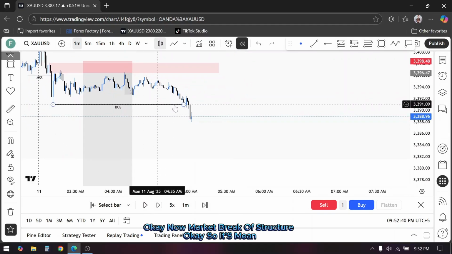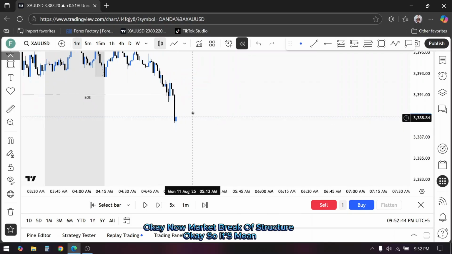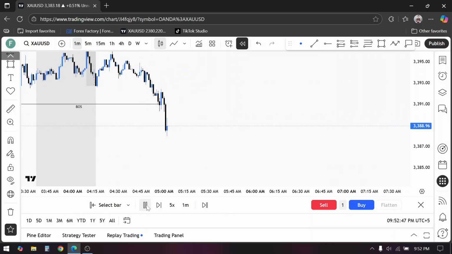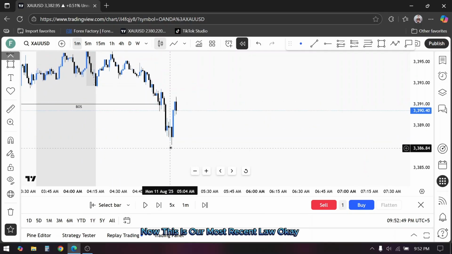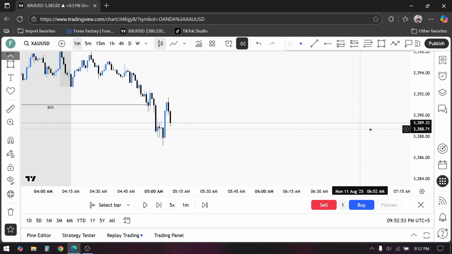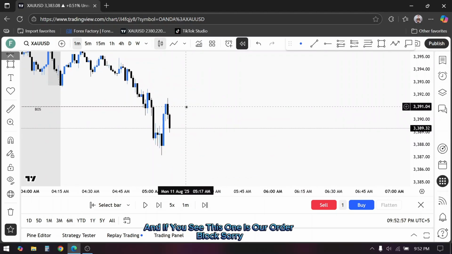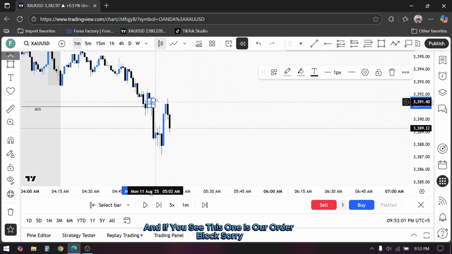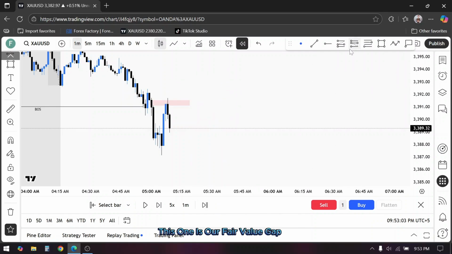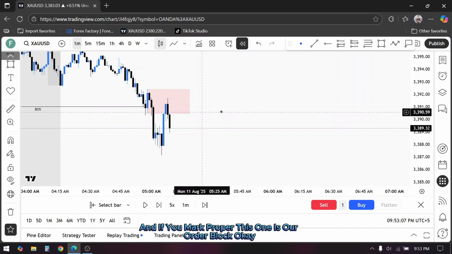Now market break of structure. So it means now this is our most recent low. This is our recent low, and if you see, this one is our fair value gap, and if you mark properly, this one is our order block.